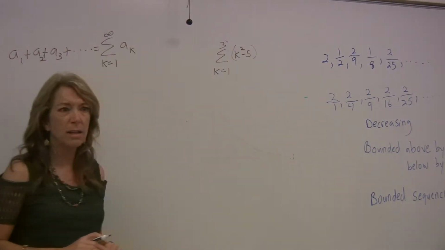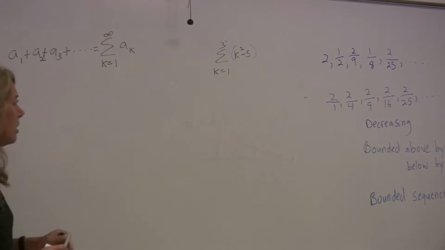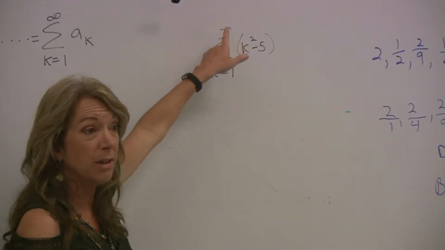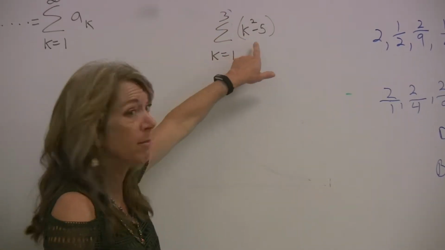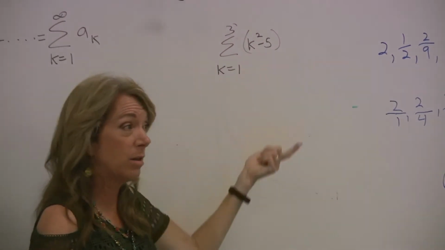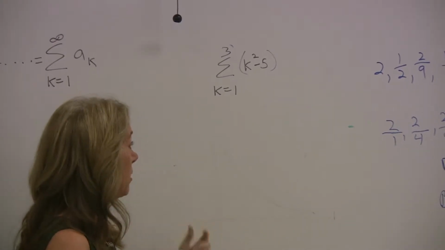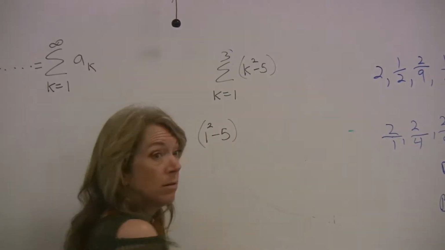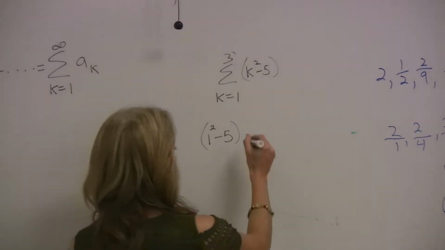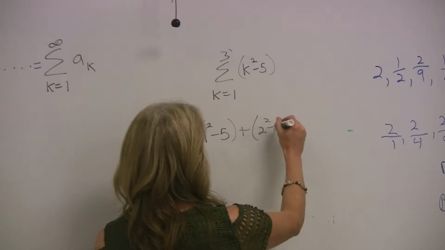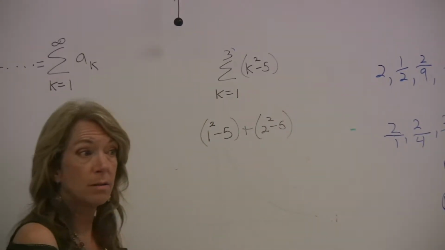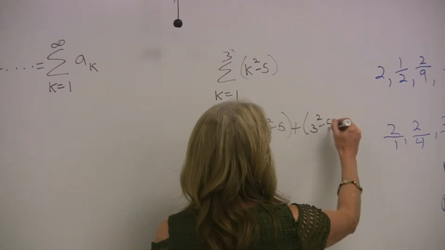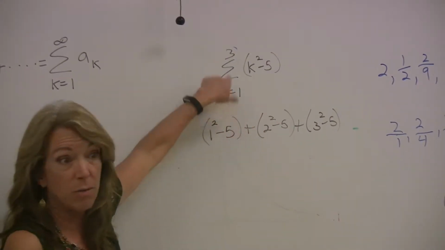Say I have something like this. This says start with 1, keep increasing until you get to 3, then you're done. And every time you're going to plug in your K value to see what the term is. So in this particular example, the first term would be 1 squared minus 5. The next term would be 2 squared minus 5. And the last one would be 3 squared minus 5. And I'm done, because this one said start at 1 and stop when you get to 3.